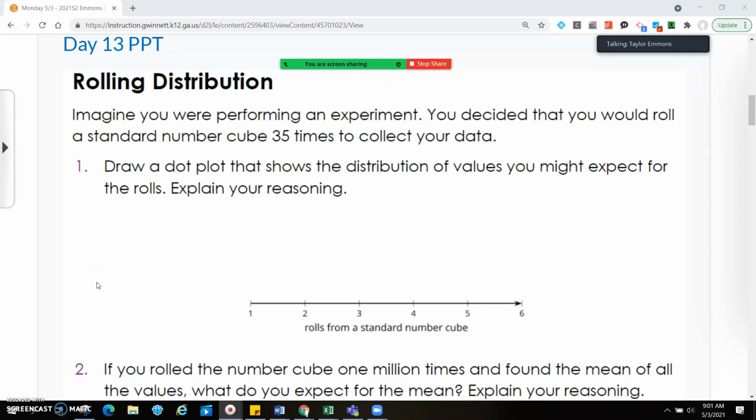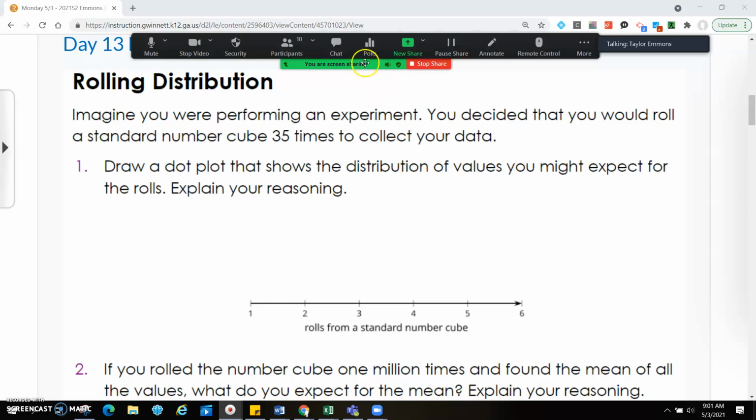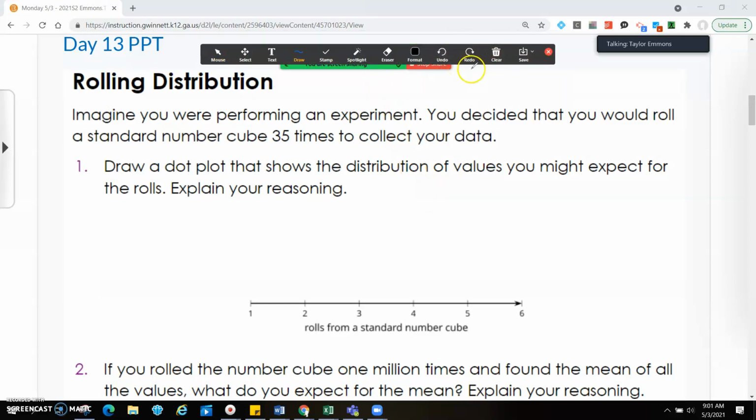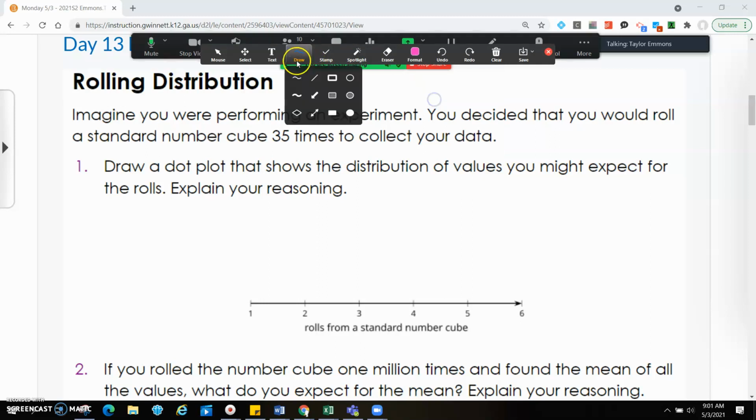Okay, so imagine you were performing an experiment. You decided that you would roll a standard cube 35 times to collect your data. Draw a dot plot that shows the distribution of values you might expect for the rolls. So, for instance, if we rolled a cube 35 times, we might get something like this.